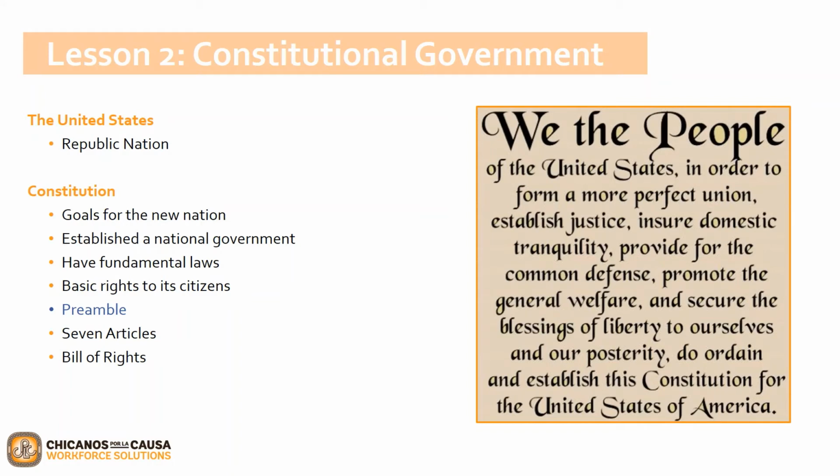Let's read this together. We, the people of the United States, in order to form a more perfect union, establish justice, ensure domestic tranquility, provide for the common defense, promote the general welfare, and secure the blessings of liberty to ourselves and our posterity, do ordain and establish this Constitution for the United States of America. Now, let's move on to learn more about the 7 articles in the Bill of Rights within the Constitution.